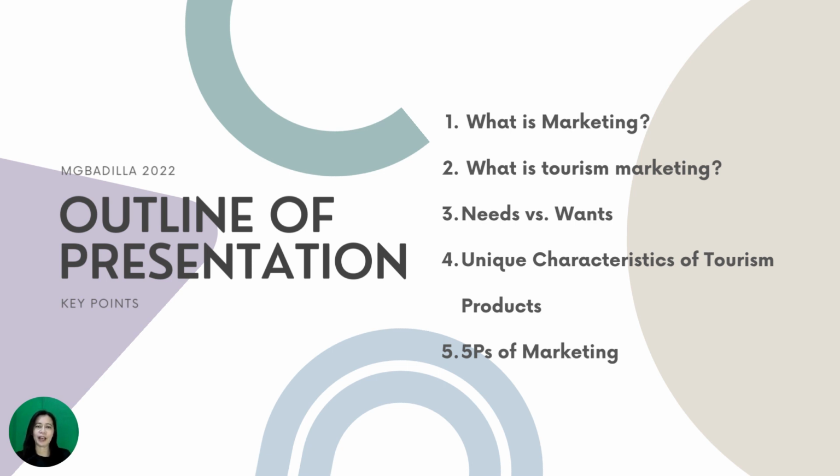And we will be looking at the 5 most important P's in marketing. There are a lot more. There are 7 P's, 12 P's. But for the purpose of not complicating everything, we'll just be concentrating on the 5 most important P's in marketing.